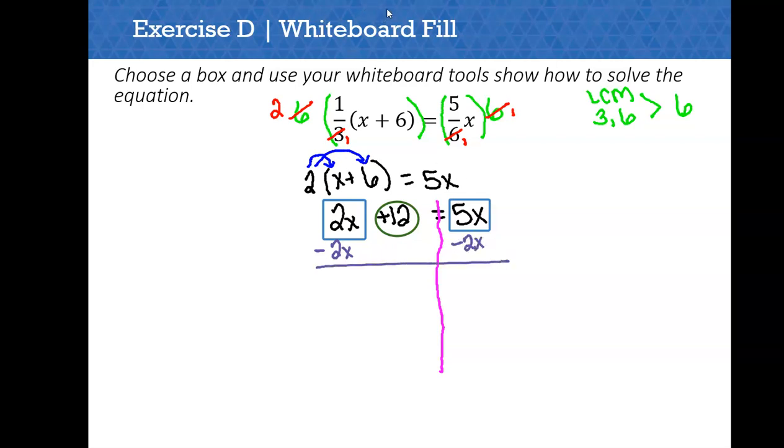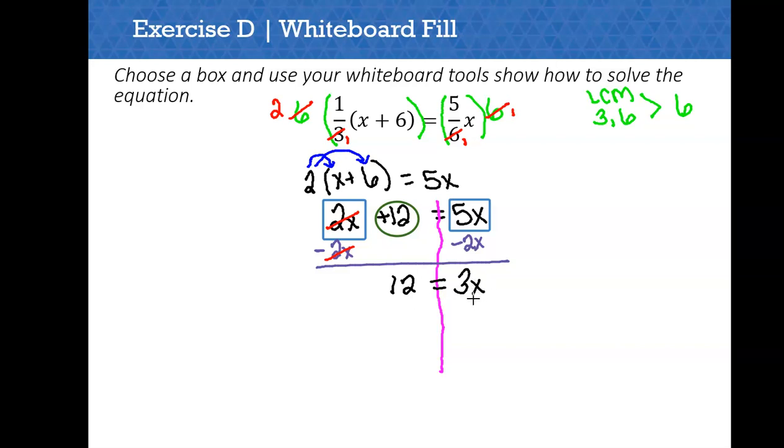I do that so that on the left, those two x's are going to cancel. Positive 2x minus 2x would just cancel out, which is what I need. So I'm left with 12 over here on the left, and 5x minus 2x is going to give me 3x. So that is what I've got here. Now, at this point, I only have one variable term and one constant term. So when it asks me, are there constants on both sides? No, I'm already down to my variable term.